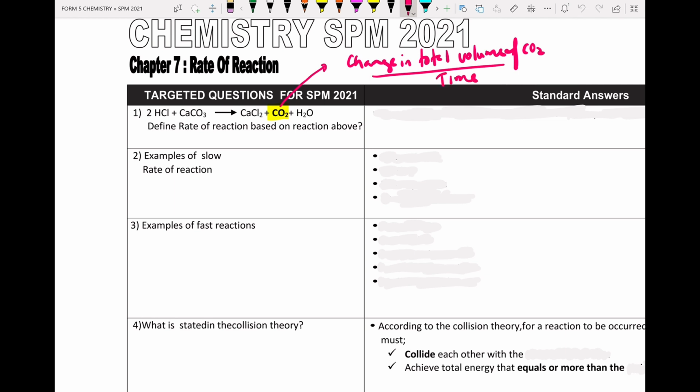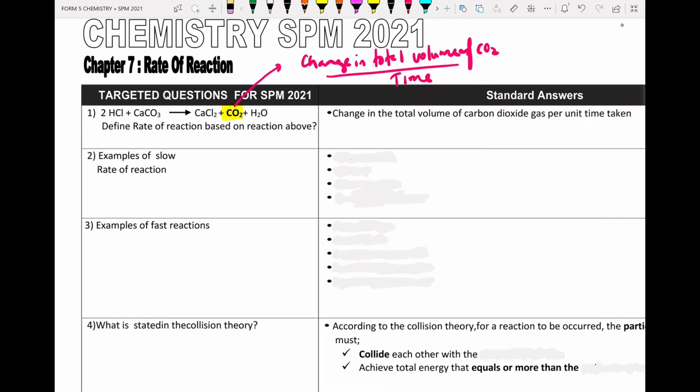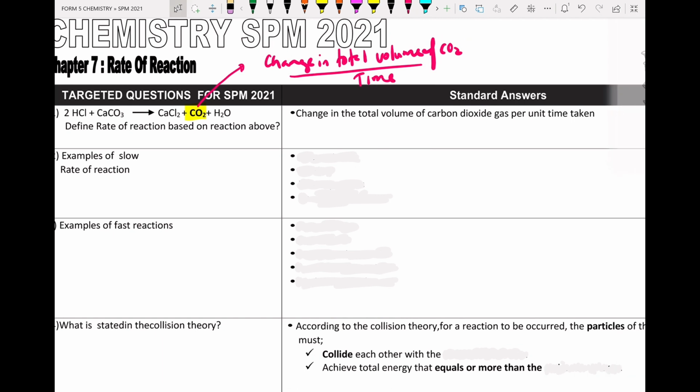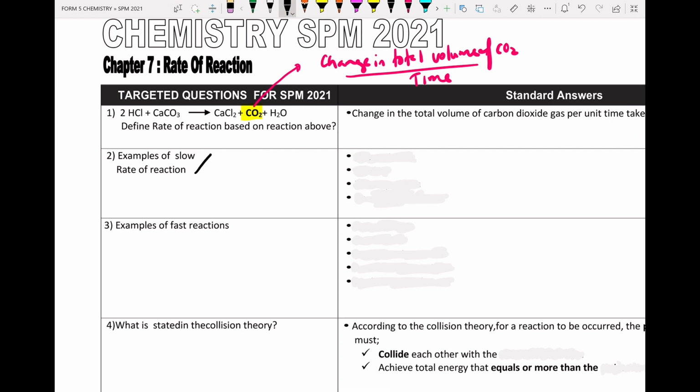So how to define the rate of reaction based on the above reaction? The answer: change in the total volume of carbon dioxide gas per unit time taken. And students must remember examples of slow reaction.